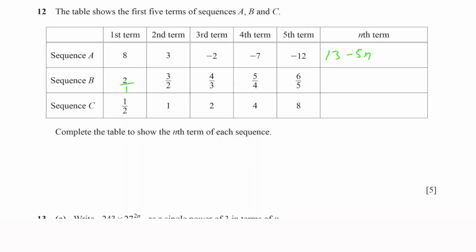This is 2 by 1. So actually over the top what's happening? 2 plus 1 is 3, 3 plus 1 is 4, 4 plus 1 is 5, 5 plus 1 is 6, right? What is the previous term of this? 2 minus 1. So 2 minus 1 is 1, right? We can write this as 1.